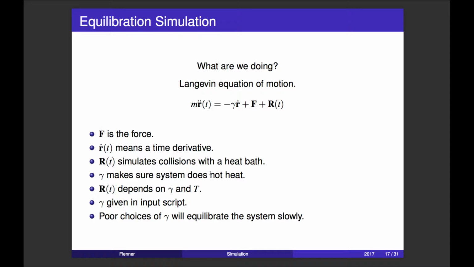This is your force, right? So F equals ma. That would just be Newton's law. I didn't have these other two terms. These other two terms: the single derivative of the position is just the velocity. And this gamma is what we call the friction coefficient, because what this means is that as something moves at a certain velocity, it slows it down.